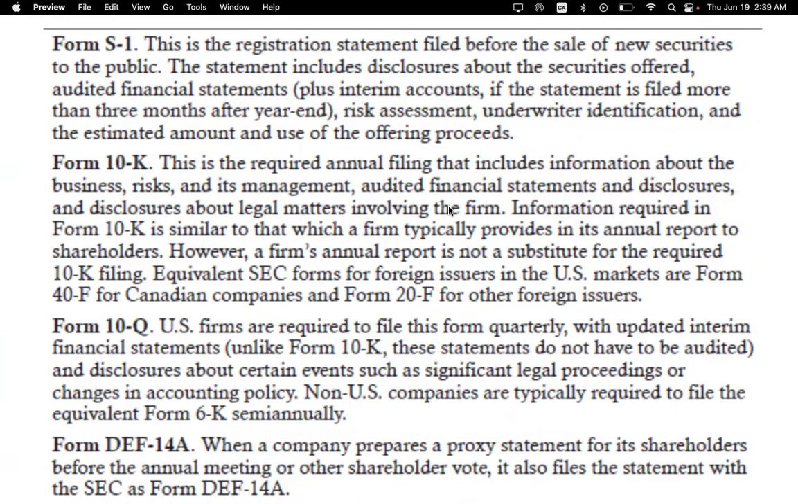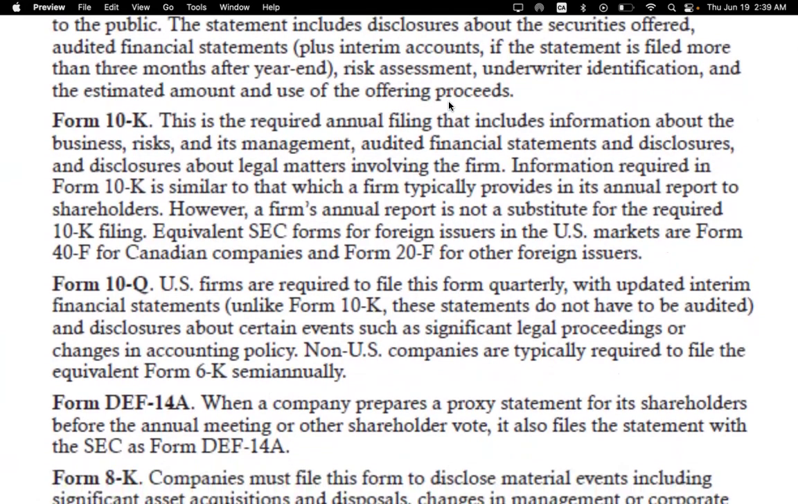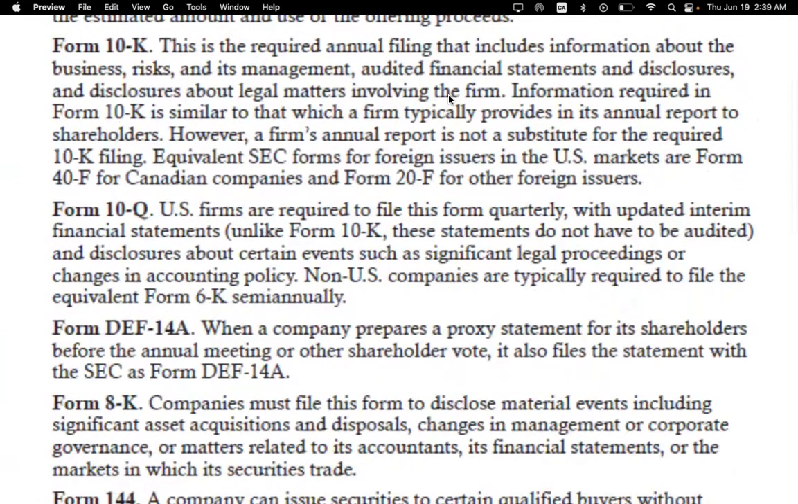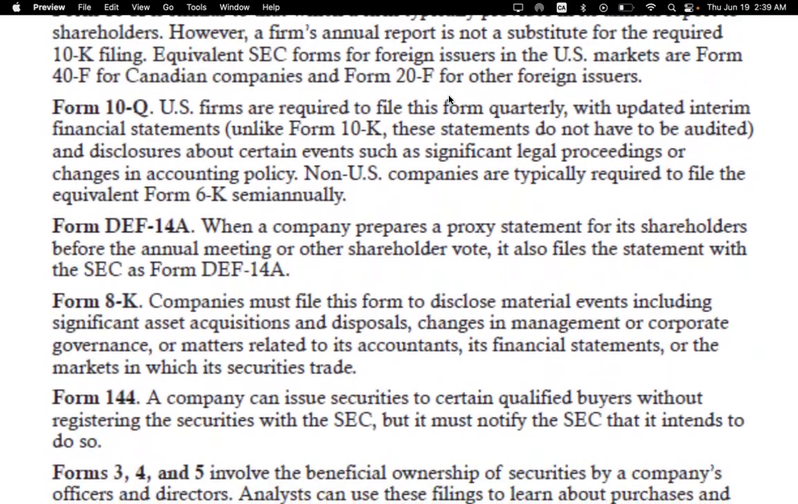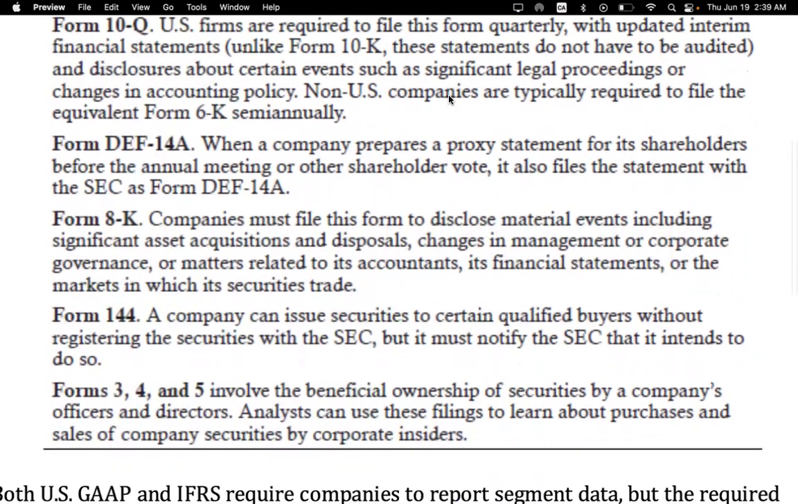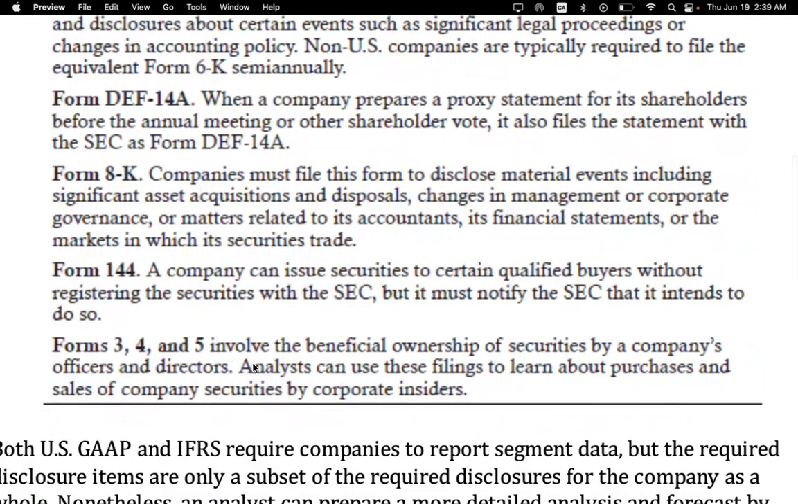Form 10Q, this has unaudited interim financial statements. Equivalent is Form 6K. DEF 14A, whenever a company prepares a proxy statement before the AGM, they have to file Form DEF 14A. Form 8K is significant material events, such as asset acquisitions, disposals, changes in management or corporate governance. Form 144 is securities to certain qualified buyers, no registration requirement here, but you must notify the SEC. And then 3, 4, and 5 involve beneficial ownership of securities by a company's officers and directors. Okay.